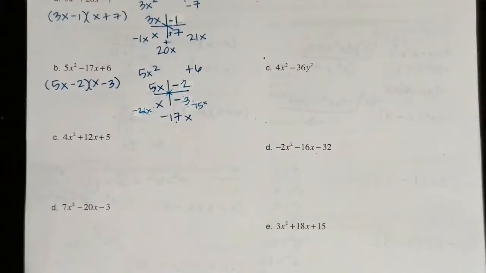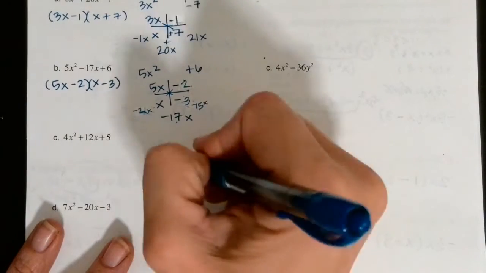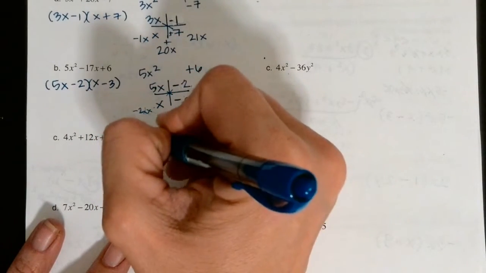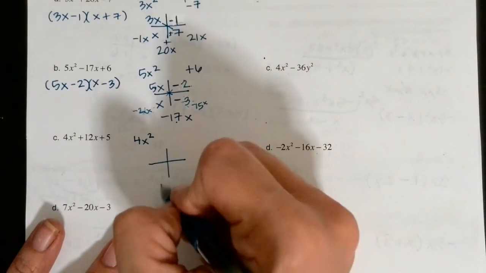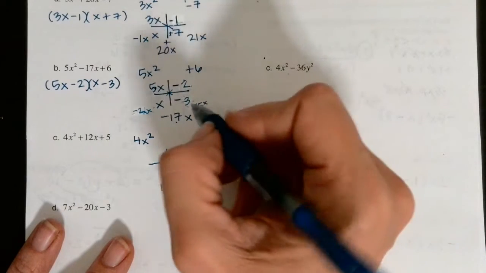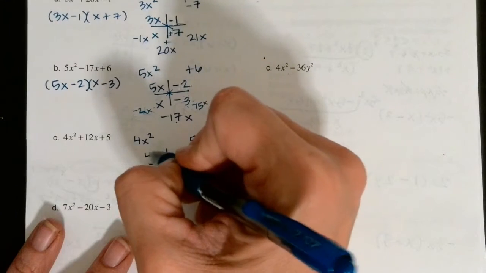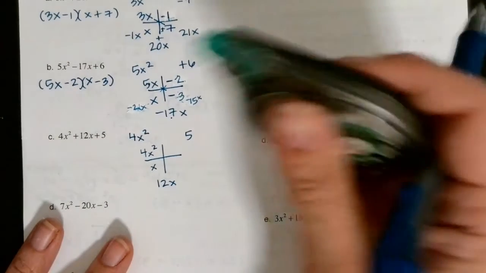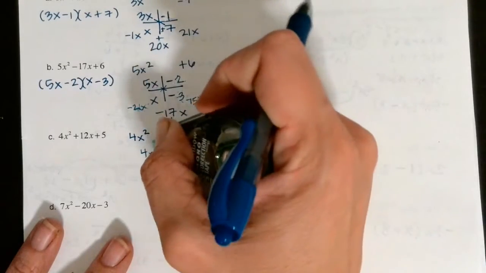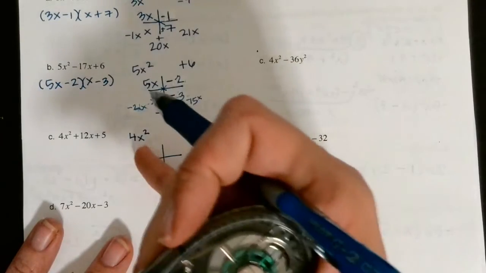All right. Next one, 4x squared plus 12x plus 5. Let's do that real quick. At a certain point, these just get repetitive. Now, with this particular one, I can try 4x and x, because when I do 4x times x, I get 4x squared.